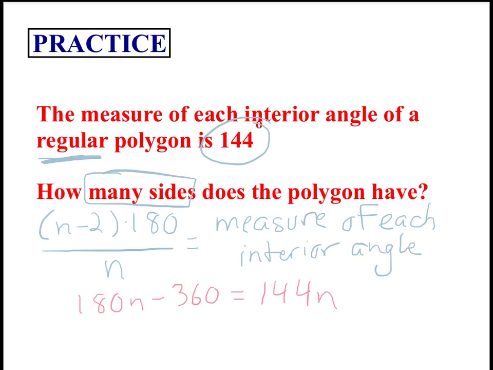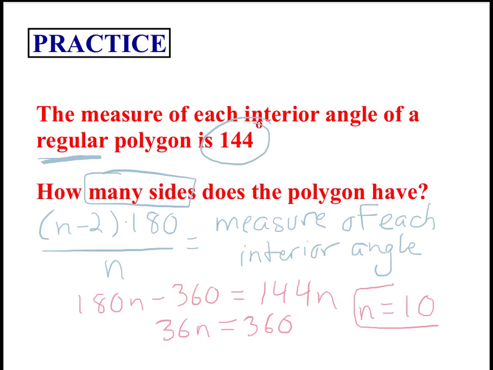So from this point, I want to get all the variables on one side. So I subtract 144 from both sides. And what I have is 36n, I'm going to move the 360 to the other side, equals 360. So here, if I divide both sides by 36, I'll see that n has to equal 10.